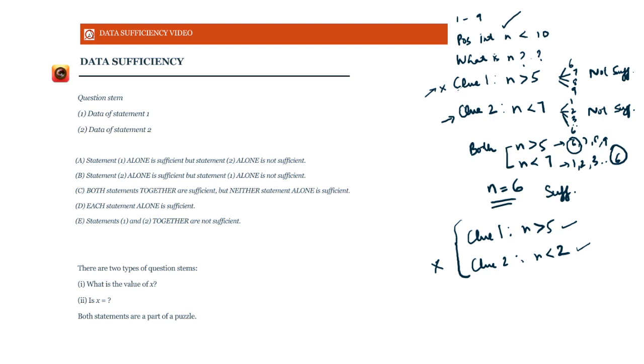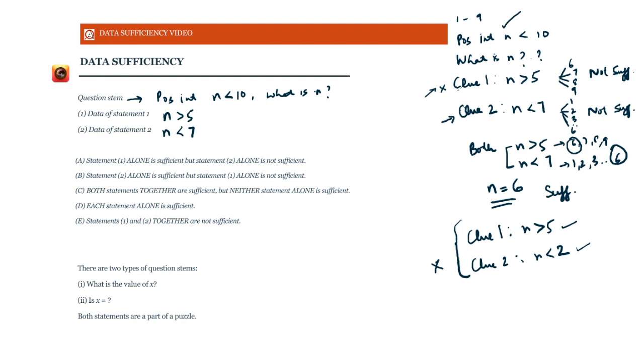It becomes a whole lot easier to understand what is going on. So this is what the structure of our data sufficiency question is. There is a question stem. In our example over here, our question stem says that n is a positive integer which is less than 10. And the question is, what is n? Right? This is the question that we have to answer. Now, the data of statement 1 was n is greater than 5. This is my clue 1, or I can call it my statement 1. And the second statement was n is less than 7. So that is the data of statement 2.